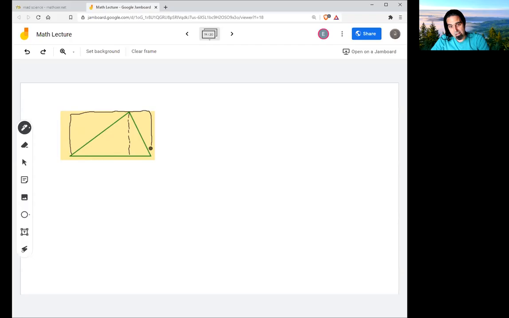So if I draw my rectangle here, then this blue part, oops, let me make it highlight. This blue part is duplicated here. Those are the same size. And this red part is duplicated here. Those are the same size. So my original triangle is still half of that big rectangle.